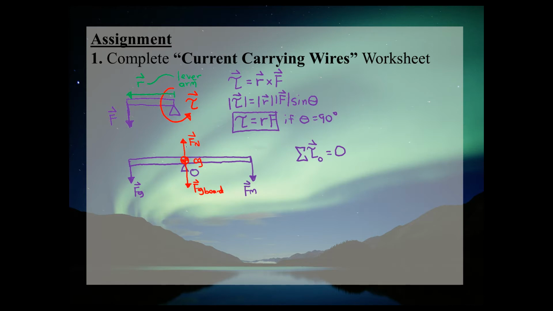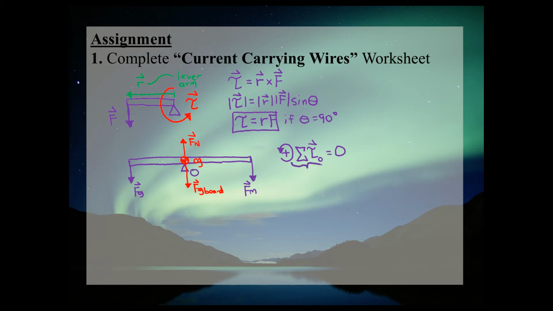If I look at the picture right here, we don't have to worry about Fn or Fg board, because in the torque equation, you only generate torque if you have a lever arm. The lever arm is the distance from the fulcrum to where the force is. Well, Fn and Fg board are on the fulcrum, so they don't generate any torque. Now, Fg and Fm are going to generate torque in a specific rotational direction. So let's clarify this. Let's assume that counterclockwise is positive.